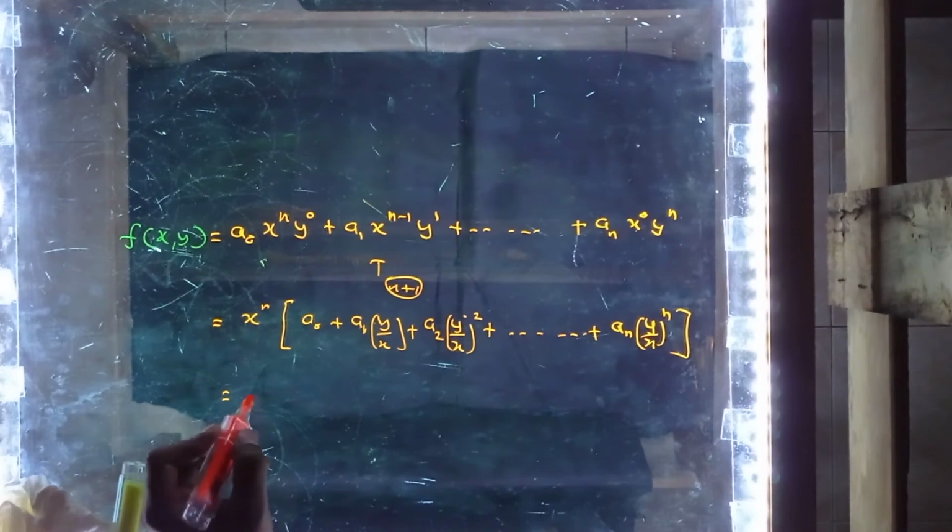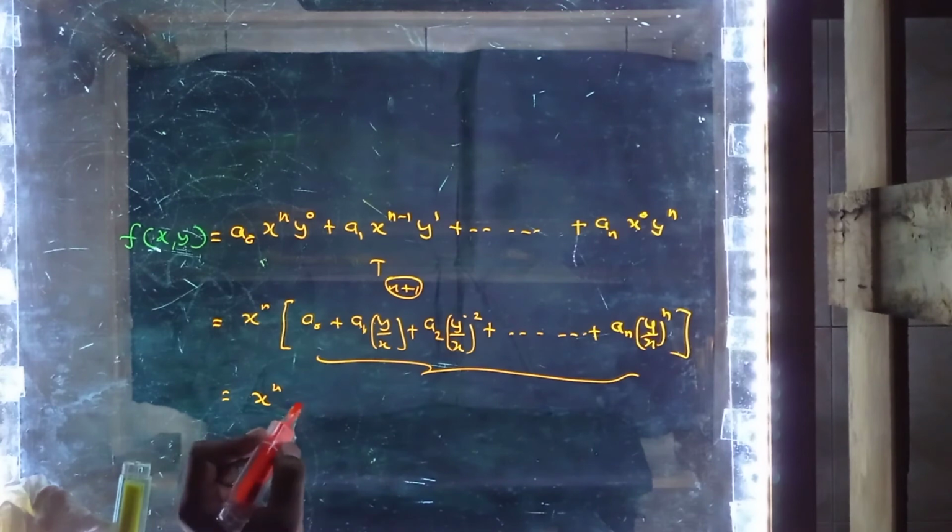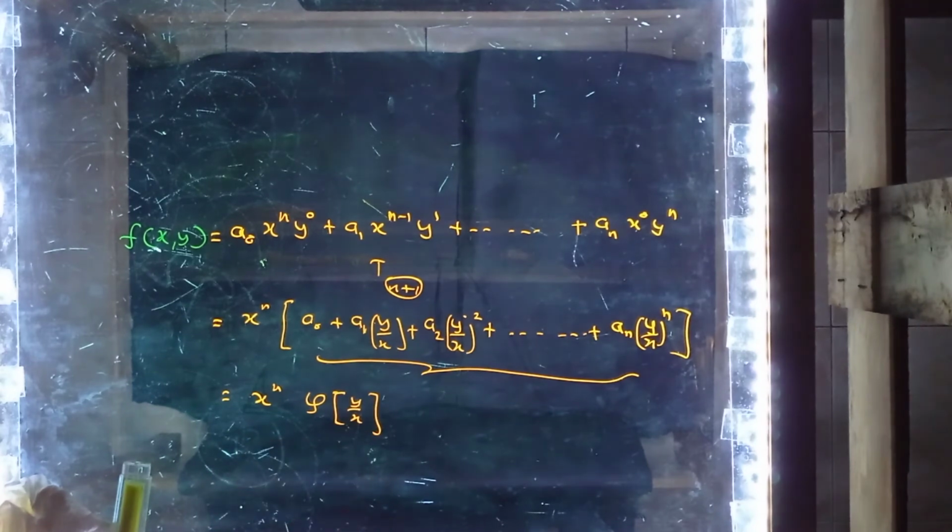If I call this phi of y upon x, it is a polynomial function of y upon x. So this homogeneous function can be written as f of x y equals x to the power n times phi of y upon x. Now, Euler's theorem, the first equation.